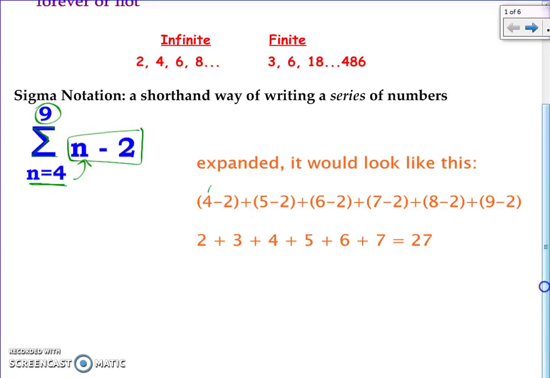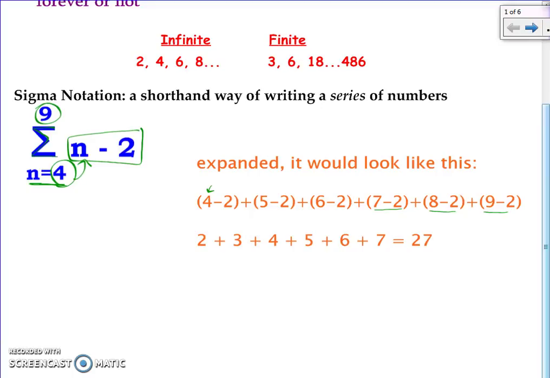So instead of writing an n right here, we start with the first number, which is whatever's on the bottom. So 4 minus 2, and then we go all the way up to 9. So 4 minus 2, 5 minus 2, 6 minus 2, 7 minus 2, 8 minus 2, 9 minus 2. Okay, simplified would be 2, 3, 4, 5, 6, and 7 added together, giving us a grand total of 27.